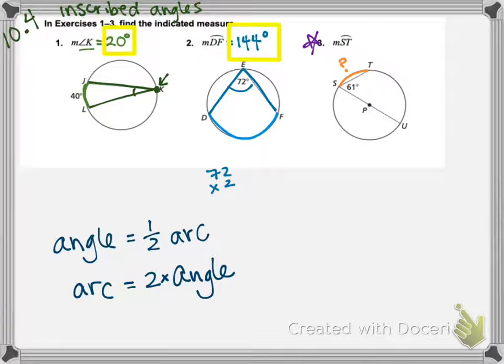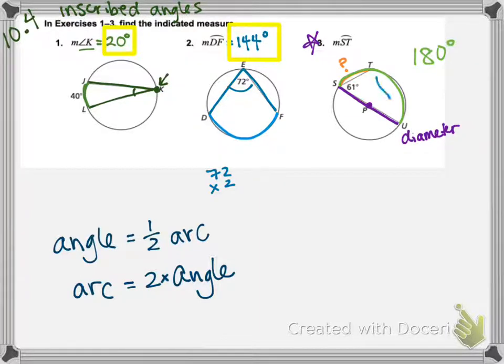But some things you want to observe about this circle is we have this line. It goes through the center of the circle. That makes it the diameter. So because it is the diameter, the arc that starts and stops on the diameter, so that'd be STU, it's going to be 180 degrees. So all the way around from S to T to U is 180 degrees.